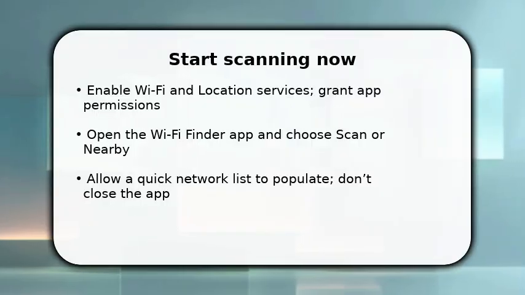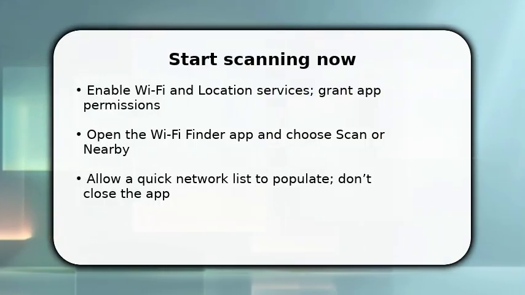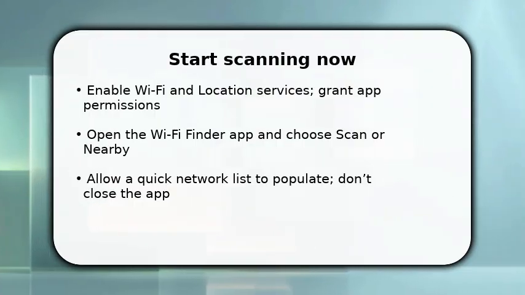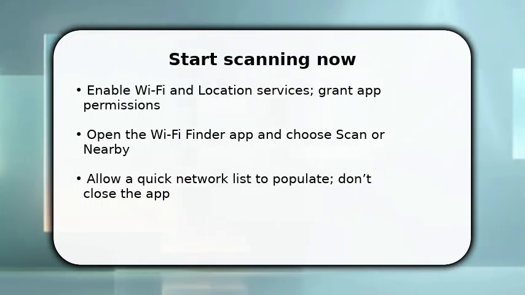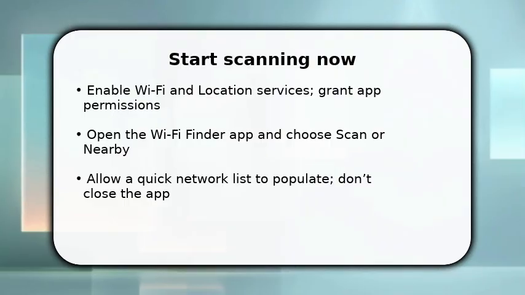You're ready? Turn on Wi-Fi and enable location so the app can map networks. Once done, open the Wi-Fi finder and grant permissions. This lets it access signal and location data. Next, tap Scan or Nearby to begin. You'll see networks appear in seconds.